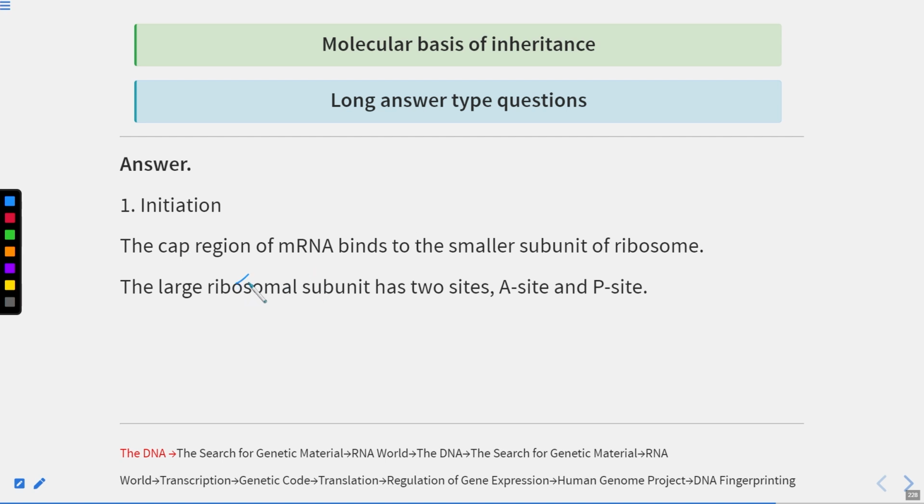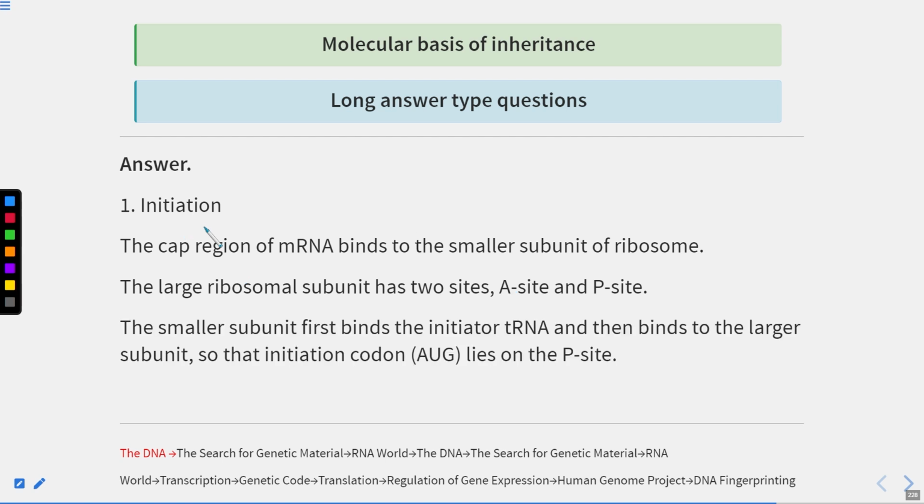And then what happens? You know about the large ribosomal subunit. The large ribosomal subunit consists of two sites, the A site and the P site. Okay, so initially the smaller subunit of the ribosome comes and attaches at the 5' cap region of the mRNA. And then what happens? The smaller ribosomal subunit first binds to the initiation transfer RNA. So what is happening here? First, the smaller subunit binds to the cap region and then the initiation transfer RNA comes, which has the amino acid. So this initiation transfer RNA then binds to the smaller subunit.